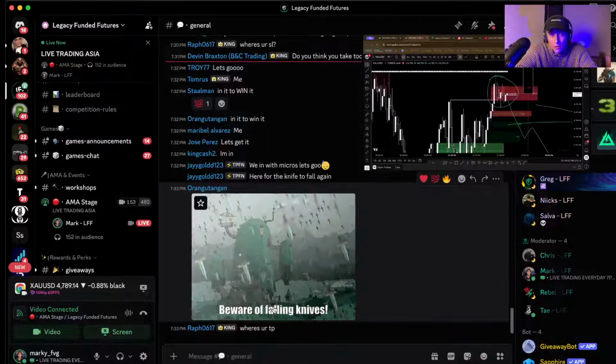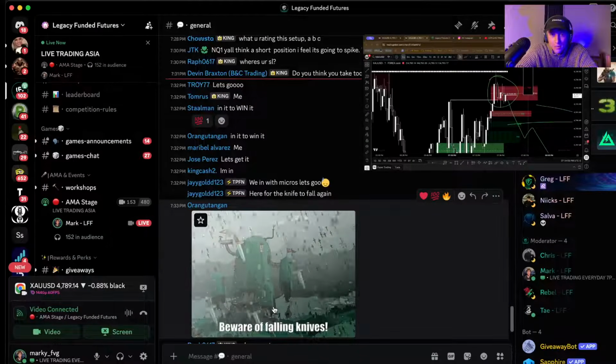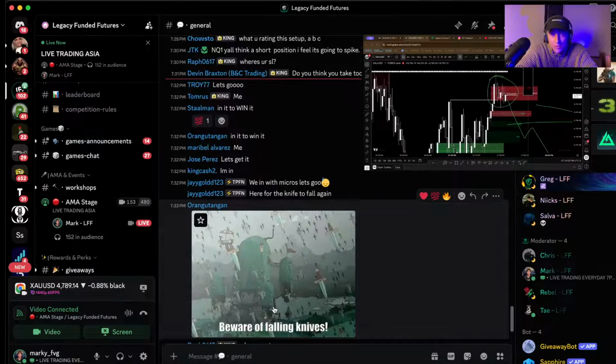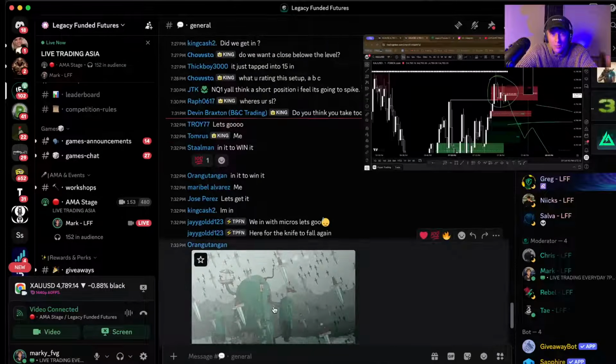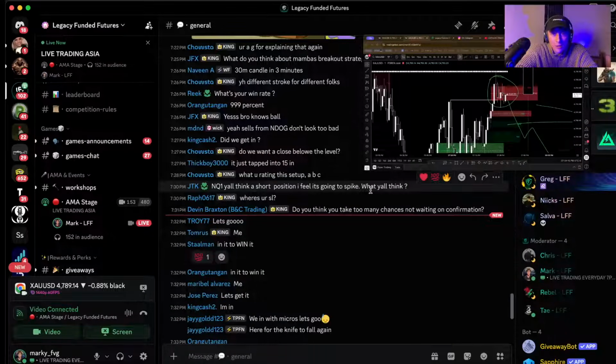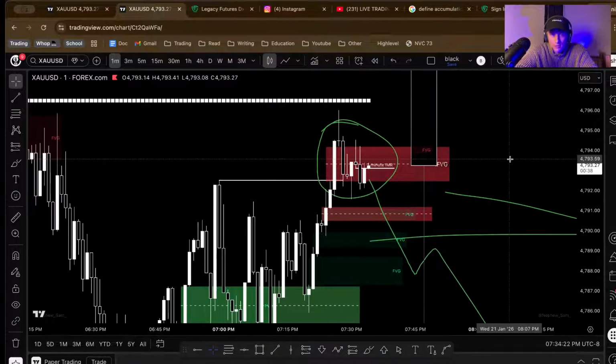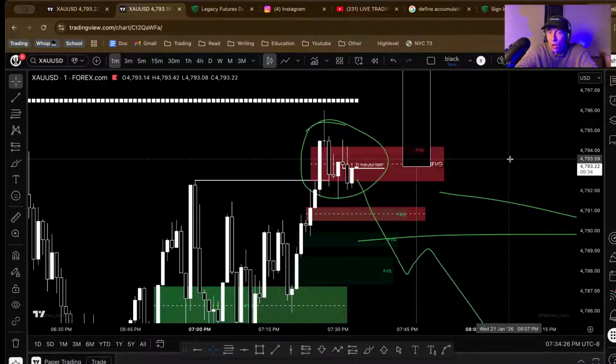Beware of falling knives. Yeah, hopefully we get a nice falling knife here. We in it with micros. Let's go. Here for the knife to fall. I know we got such beautiful sell side. Do you think you take too many chances not waiting on confirmation? Low-key, I do, but you don't always need the trade to be perfect, especially with the higher time frame narrative. I've seen a lot of times where it just genuinely runs without giving me the perfect confirmation that I was waiting for.